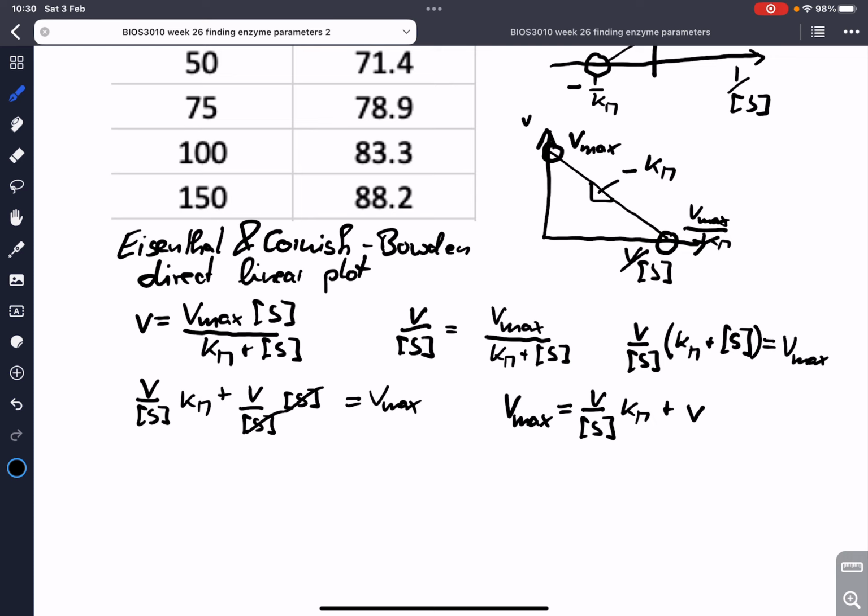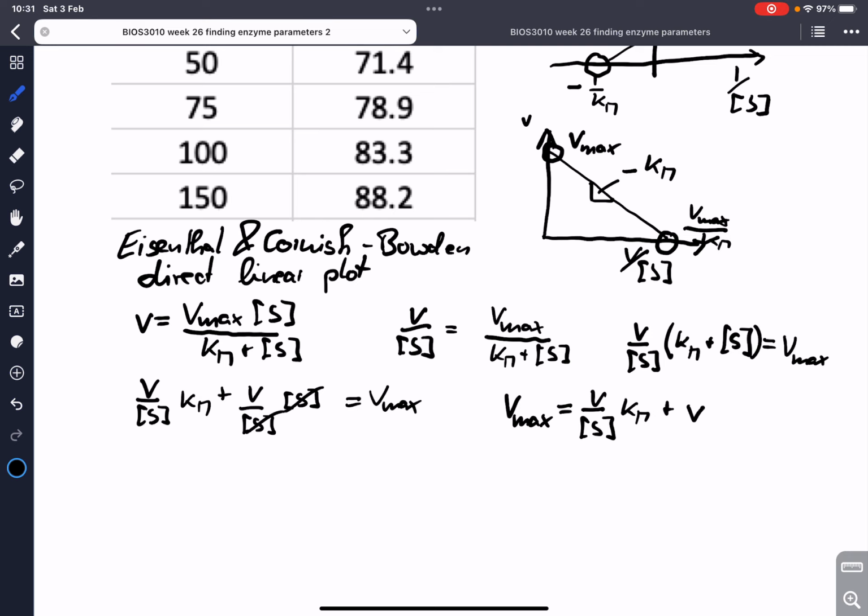So that is how we would write that. Now, what have we gained from that? Cornish-Bowden and Eisenthal actually said, why don't we just simply plot Vmax and Km? Now, this is a little bit weird, because before we would have plotted V over S, or S over V. So that was sort of quite strange.